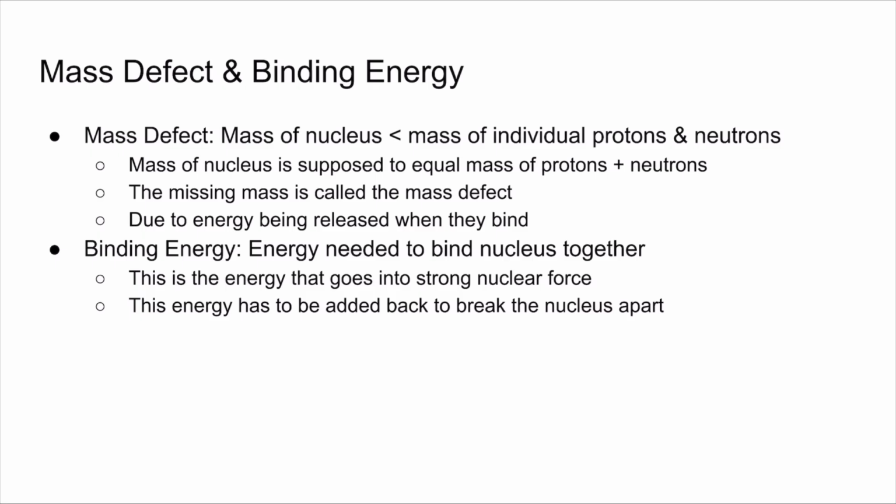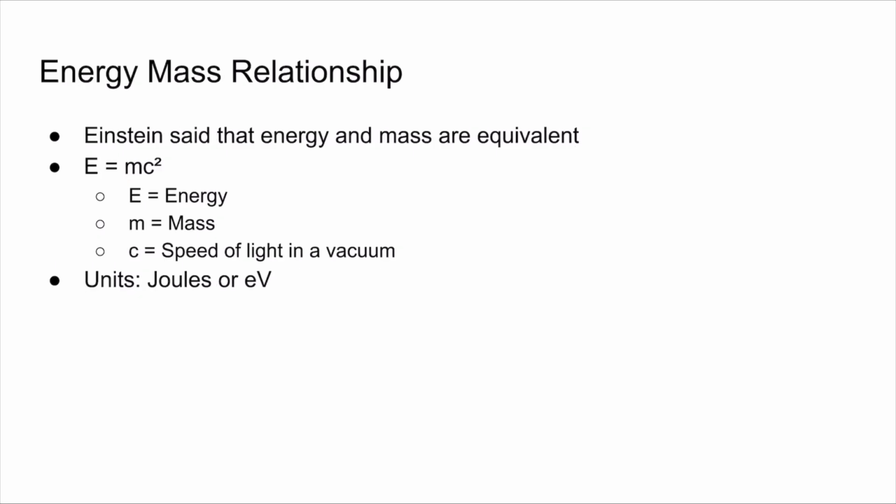So basically, sometimes the mass of the nucleus is going to be a little bit less than the mass of the protons and neutrons combined. That's a defect, though, because the mass of the nucleus is supposed to equal the mass of the protons plus neutrons. This happens because some of the energy gets released when they bind. So that missing mass is called mass defect, and they might make you solve for that in a question. Also, binding energy is the energy needed to bind the nucleus together, and this is the energy used in strong nuclear force.